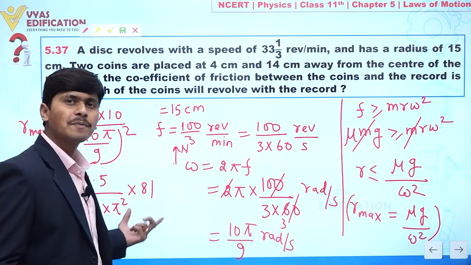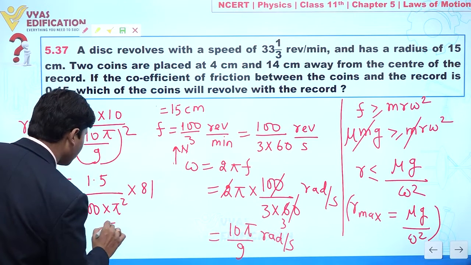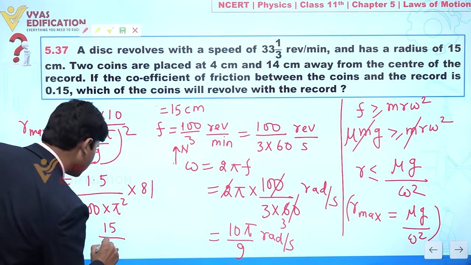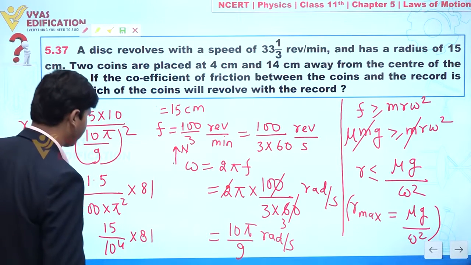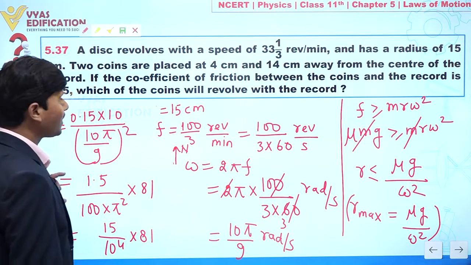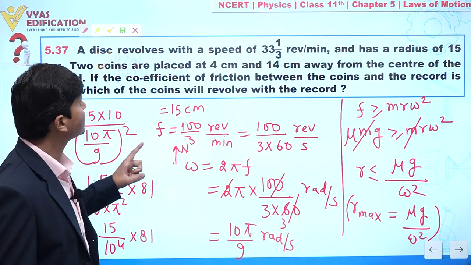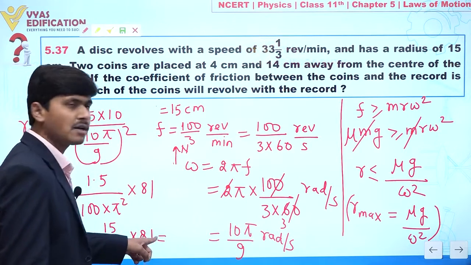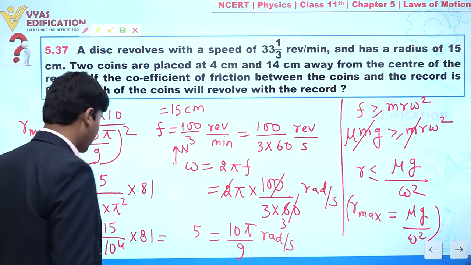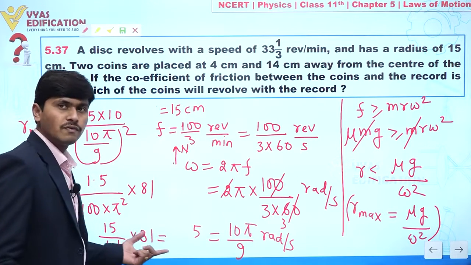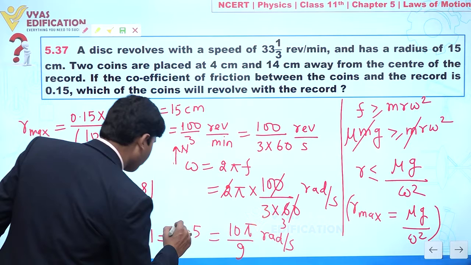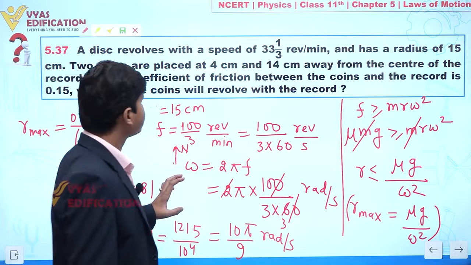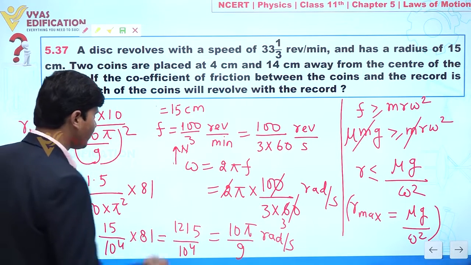Pi square is approximately equal to 10. So I can say here 15 divided by, this is 100, this is 10. So this is 10 to the power 3, and this is 10 to the power 4 into 81. Now the important part is that the radius is given to you, we are just calculating. So if you multiply 15 by 81, we get 121 divided by 10 to the power 4.